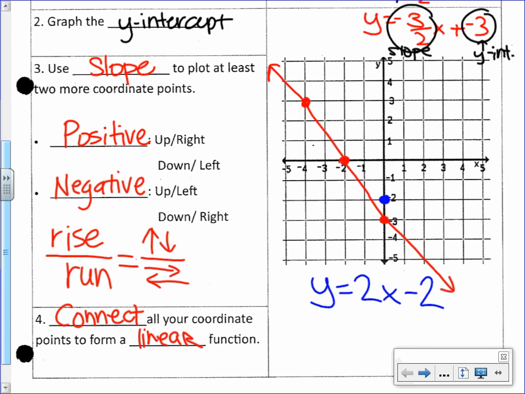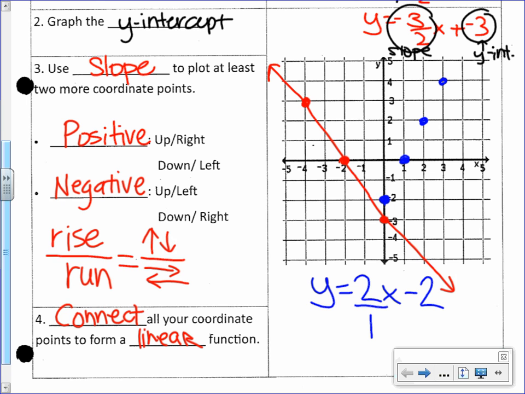Watch how I do it, and then you can do it. So I'm going to go up and to the right. If it's just 2, what's on the bottom? 1. Okay, so I'm going to go up 2 and 1 to the right. And if I wanted to, I could keep doing that. Up 2 to the right. Up 2 to the right. I can do as many as I want.